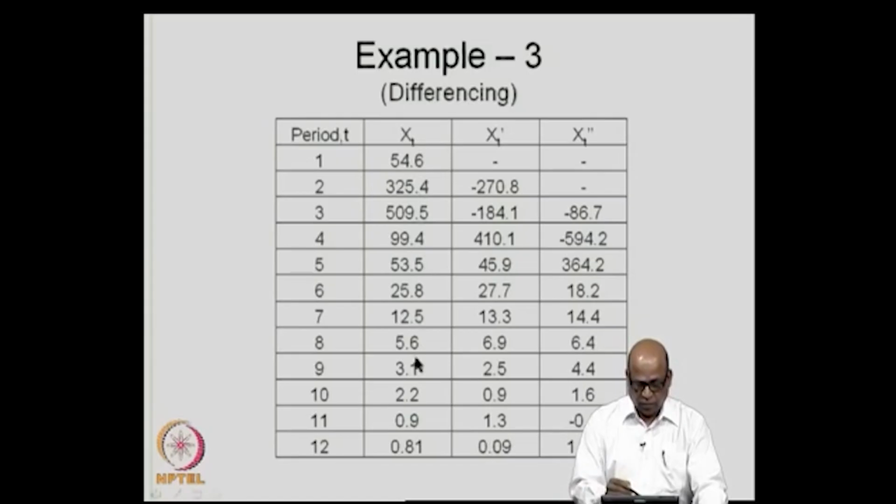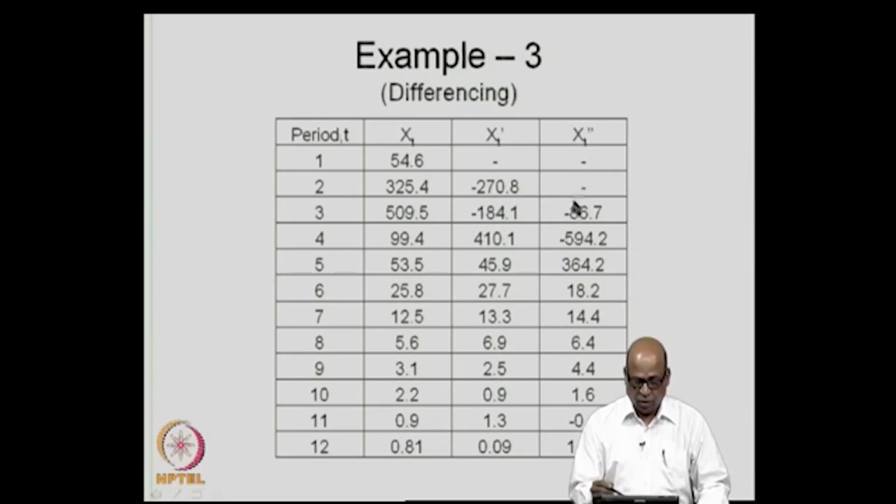Let us say you have this time series, the same time series that we considered earlier. For 12 months I have shown here x t, the observed values, let us say observed monthly streamflow values. You take the first differencing, x t minus x t minus 1, and you get minus 270.8. Then x 2 minus x 3, you get minus 184.1. x 3 minus x 4, you get 410.1 and so on. Like this you get the first order differencing.